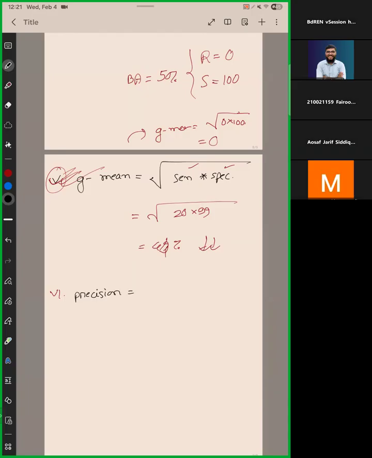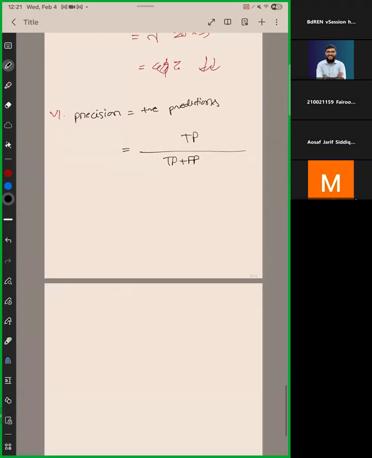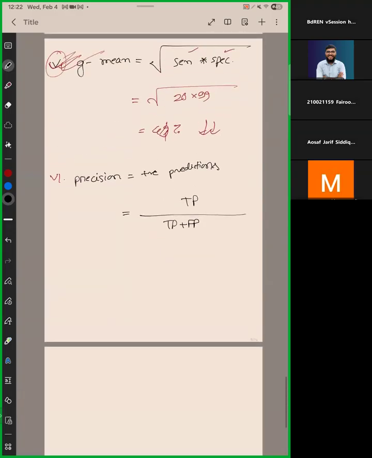Precision is how the algorithm is doing in positive predictions, the accuracy of positive predictions. So that is how many true positives you have divided by true positive plus false positive. Okay. So precision is another metric, just like recall and specificity.